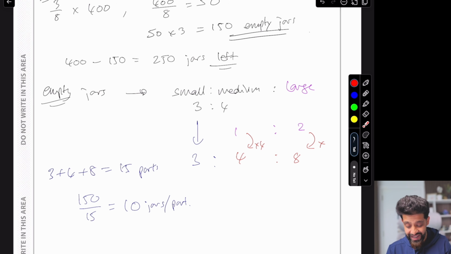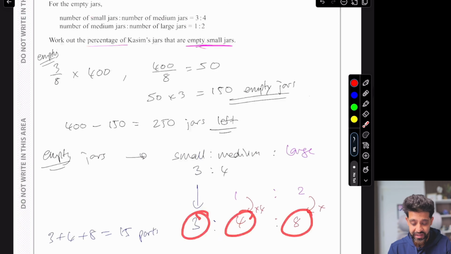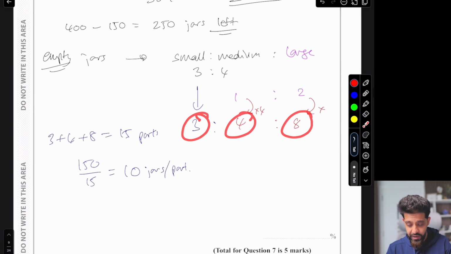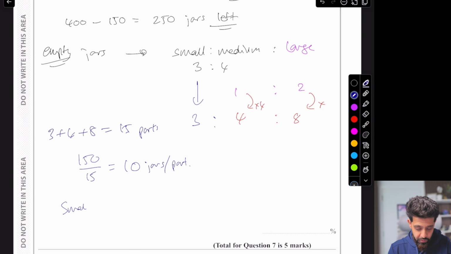We can do times by 3, times by 4, times by 8 and have all of them, but we're just interested in the small jars, which is right here, which is the 3 parts. So just for the small jars, I don't know why I wrote jar.